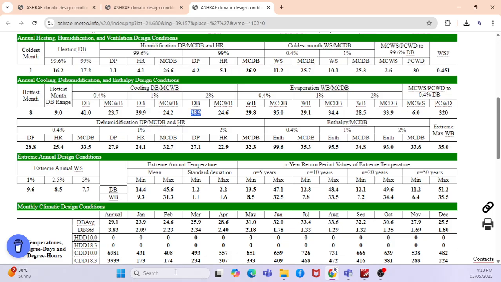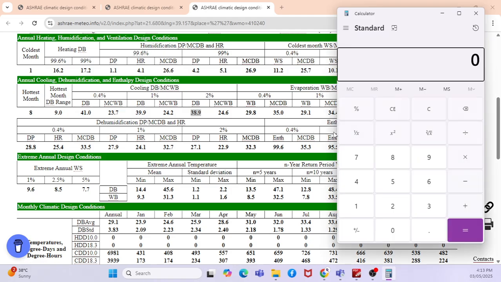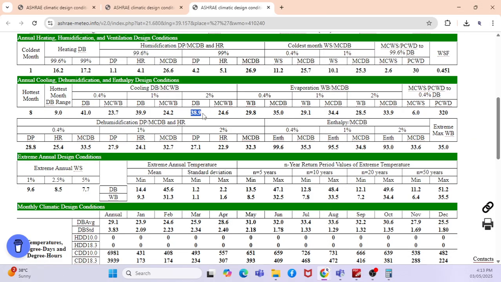I am talking about 8760 multiplied by 2 percent. So you are expecting 175.2 hours where it may be in the range of 38.9. This is the frequency over the whole year.